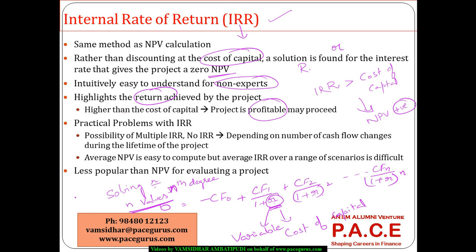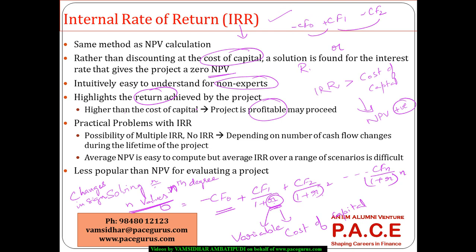Mathematically, it depends on the number of changes in sign. Cash flow 0 is negative and cash flow 1 is positive, which means there is one change in sign. But if cash flow 2 becomes negative, meaning the expenses are more than the revenues, then there is a change of sign 2 times, which means for this equation there is a possibility of a maximum of 2 real values of R. It could be 1, it could be 0, it could be 2, but there is a possibility of 2, which means those 2 can become the IRR.